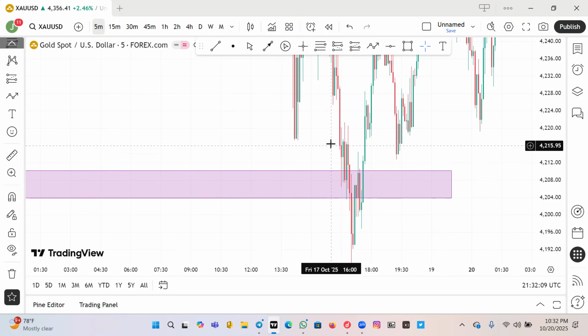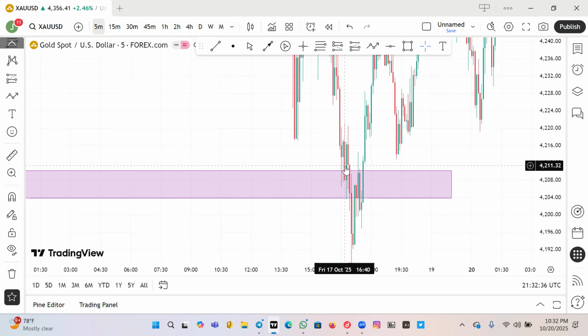Why? Because I always said that it should come into your POI with the body of the candle. This one had come into the POI, my point of interest or my zone, with the body of the candle. It then formed this harami candle. So I would have entered from here for pushing to the upside, but I would have been taken out.